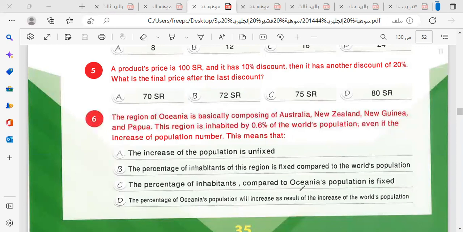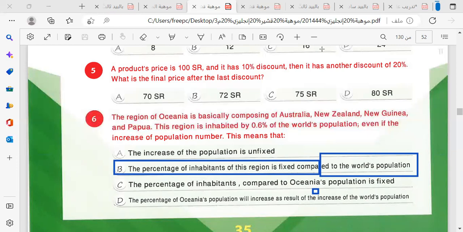Ritaj: The region of Oceania is basically composed of Australia, New Zealand, New Guinea, and Papua. This region is inhabited by 0.6% of the world's population. Even if the population number increases, this means that... This means what here? The answer will be B. That means, if you read, that means the percentage. So the answer is B.